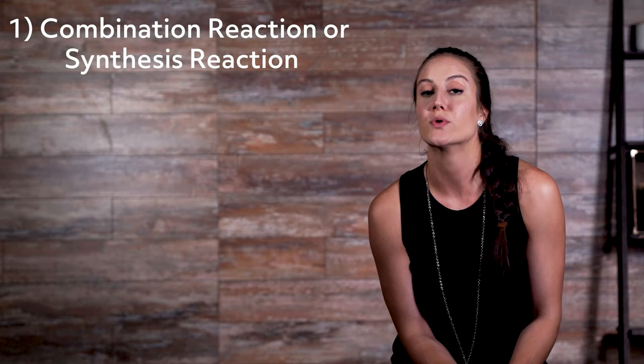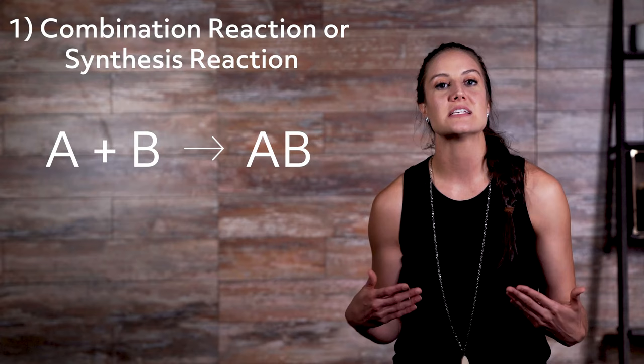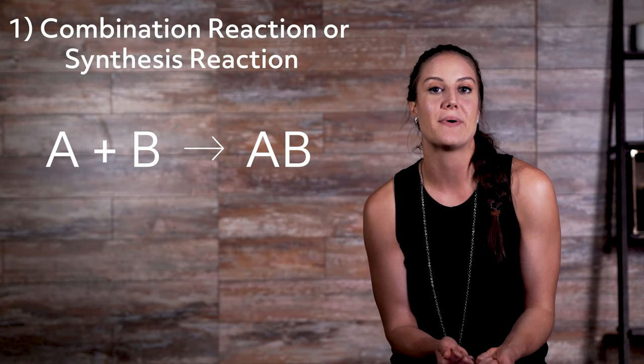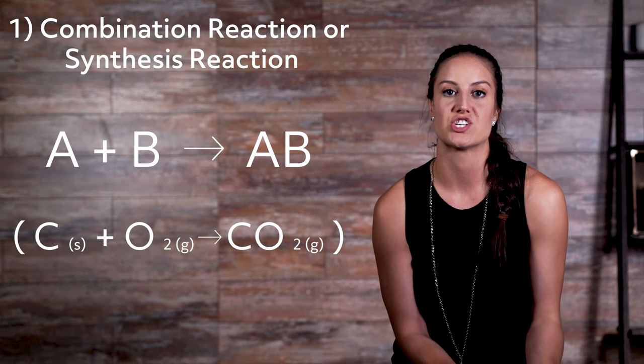Here's what the combination reaction equation looks like. A plus B yields AB. As you can see, these two substances literally combine to form a new substance. An example of this is carbon solid and oxygen gas reacting together to form carbon dioxide gas.